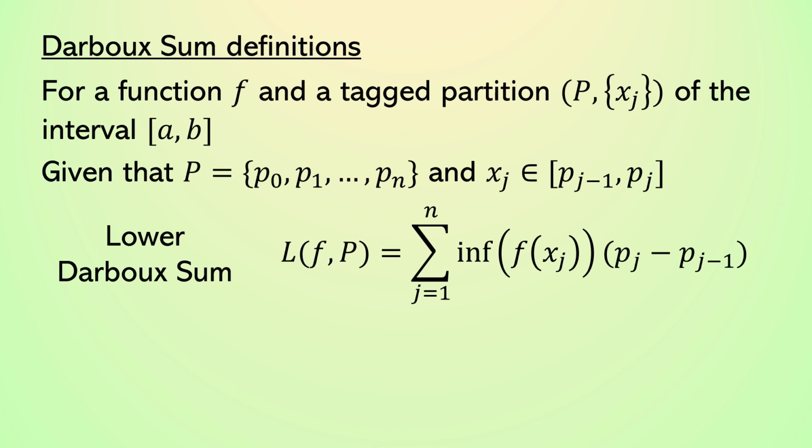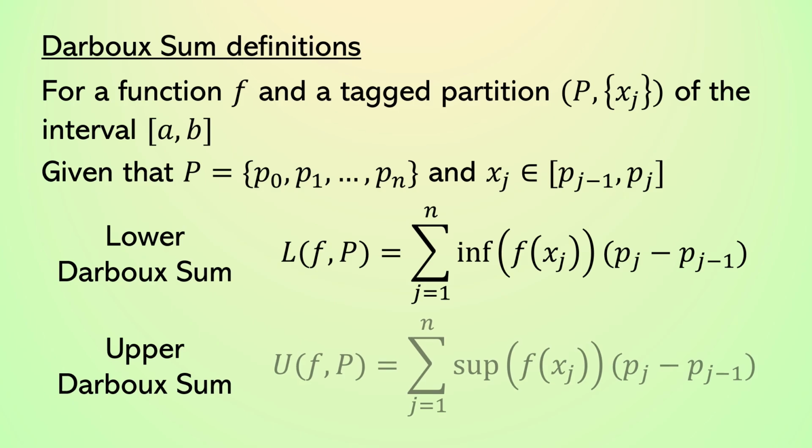You'll notice that instead of calculating the height of the rectangles by just using the x value from the tagged partition and plugging it into the function, we are now also taking the inf of that value, which is short for the infimum. Similarly, the upper Darboux sum is calculated in a very similar way, but instead of the inf, we're taking the sup, which is short for supremum of that thing inside those brackets.